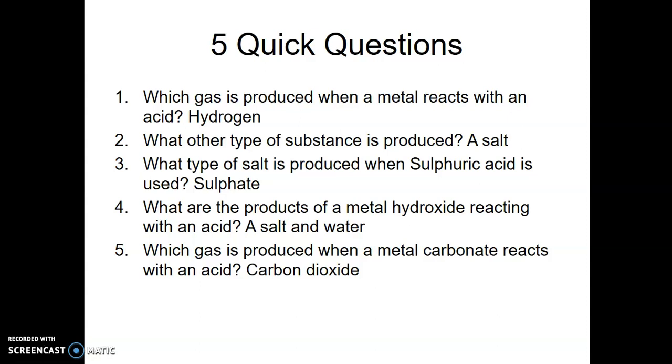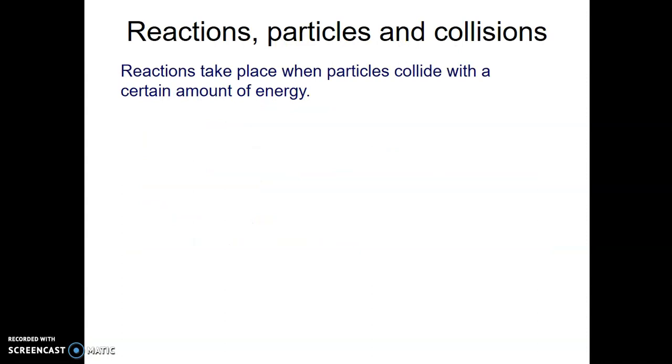Number 4, what are the products of a metal hydroxide reacting with an acid? That produces a salt and water, because you have hydrogen and oxygen in the hydroxide group, which then combines with the hydrogen that would be produced anyway to make the water. And number 5, which gas is produced when a metal carbonate reacts with an acid? You get carbon dioxide. The full general equation for that one then would be metal carbonate plus acid gives salt plus water plus carbon dioxide. Hopefully that all rings a bell, and hopefully you've got your head around that. I'm sure you have.